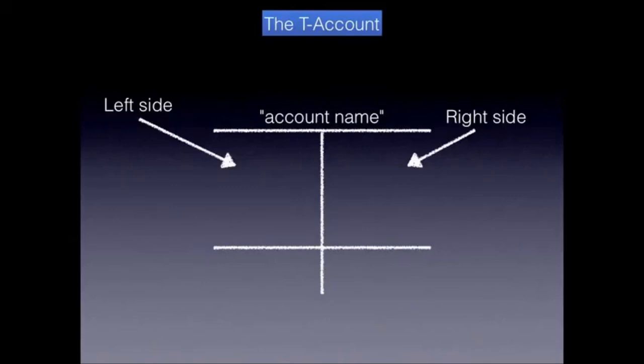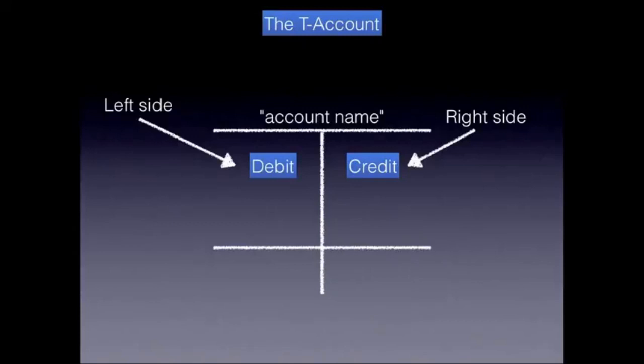All T accounts have a left and a right side. No matter what type of account we're looking at, whether it's an asset or liability or owner's equity account, it doesn't matter. The left side is always the debit, and the right side is always the credit. Let's say, for example, again, it doesn't matter what account we're looking at, whether it's an asset like cash or a liability like notes payable. This is what it would look like.